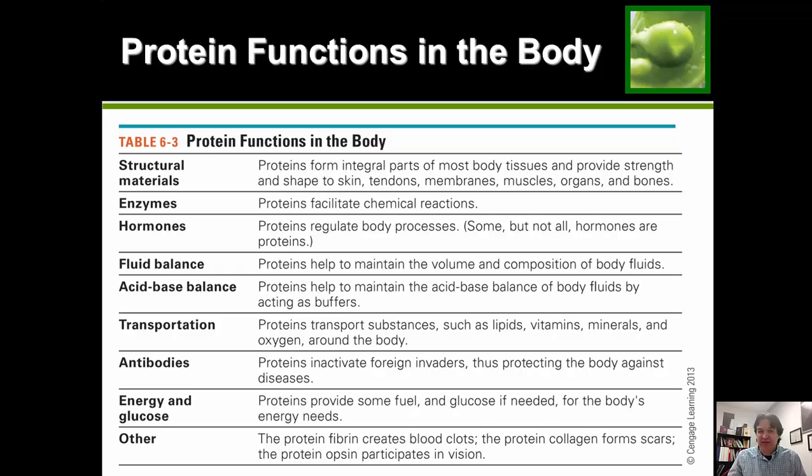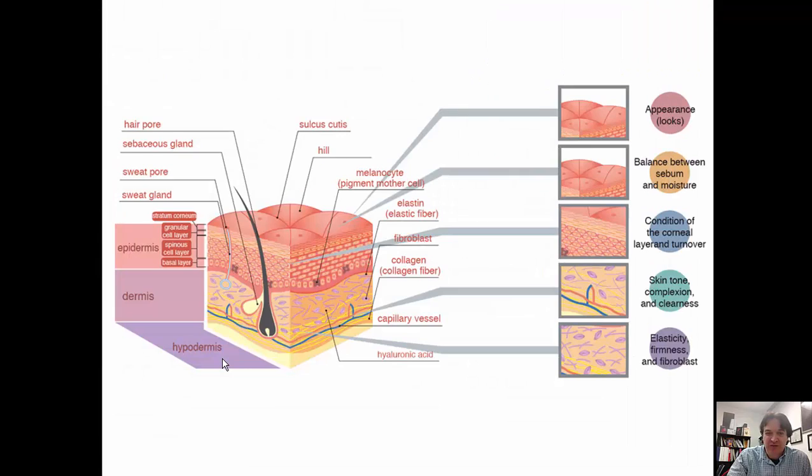And what kinds of proteins are then made? That's the section that we're going to talk about now, the roles of proteins in the body. We have lots of different ones: structural proteins, enzymes, hormones, fluid balance proteins, acid-base balance proteins, transportation proteins, antibodies, and we're going to look at each one of these.